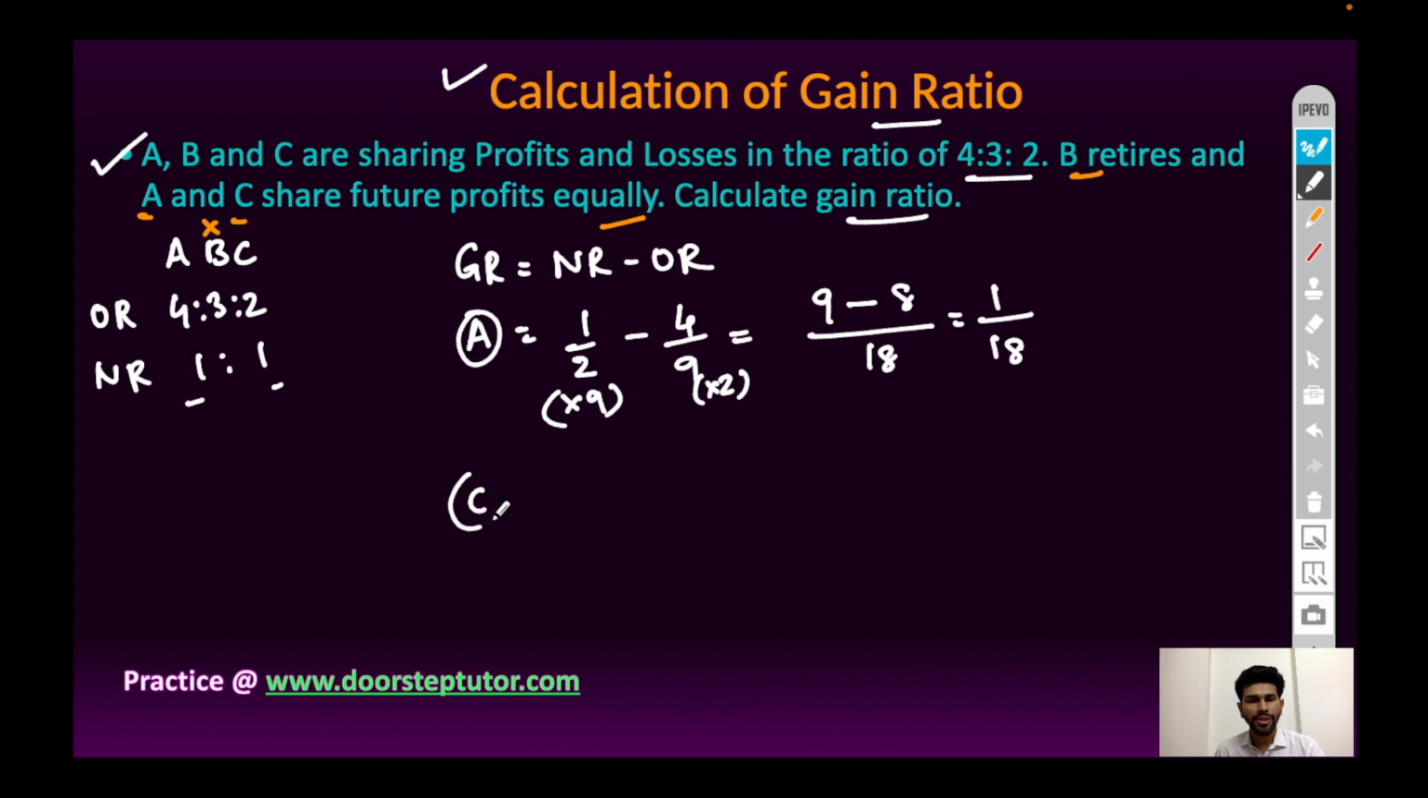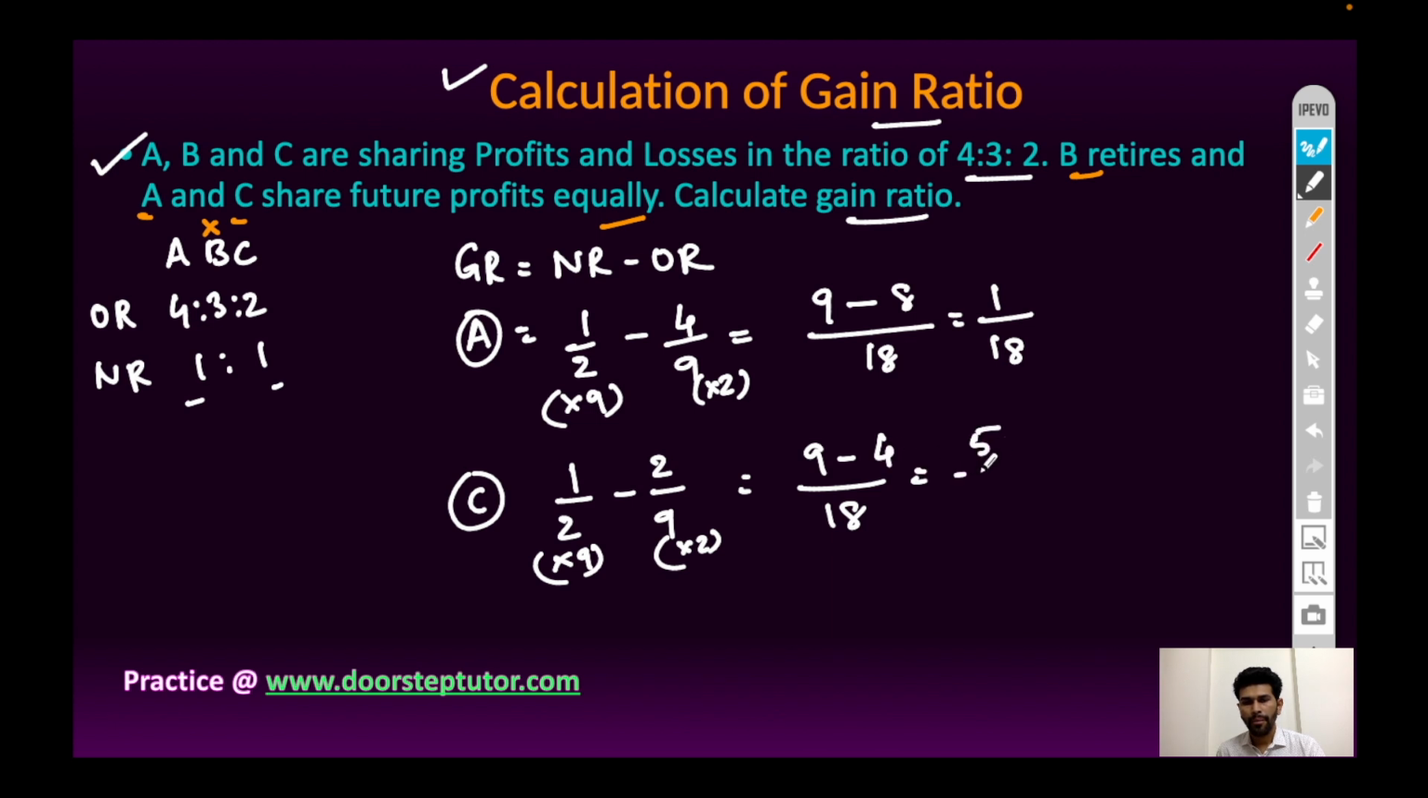And for Mr. C, new ratio is 1 by 2 minus old ratio is 2 by 9. 9 into 1, 9 minus 2 into 2, 4. Balancing figure will be 5 by 18. So gain ratio among A and C is 1 is to 5.